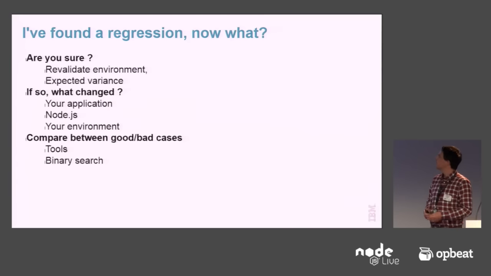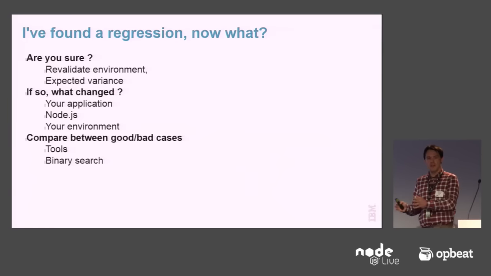So you've gone and collected a load of data. What are you going to do now? You think you found a regression. The first thing to do is to make sure that you actually have found a regression. Make sure that you've got a good range of data for your good build and whatever it is that you're testing. Have a look at the variance compared to the percentage regression you think you found.